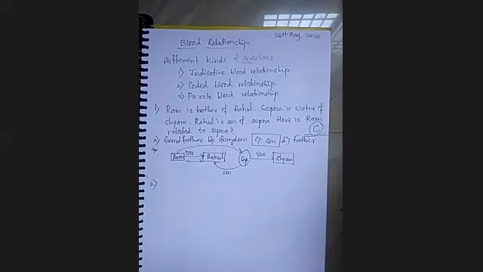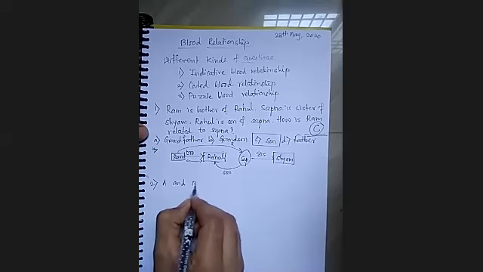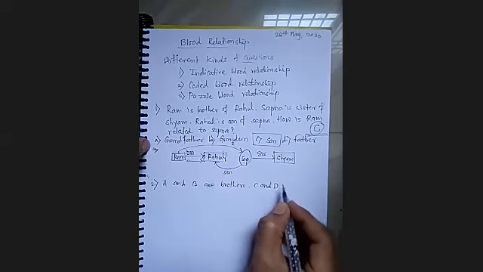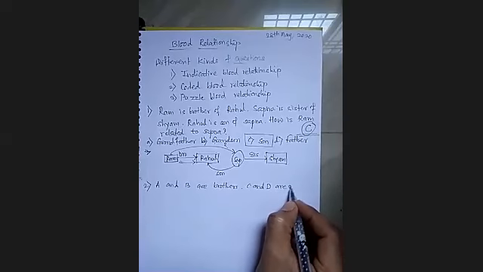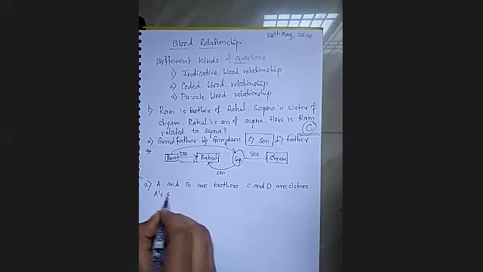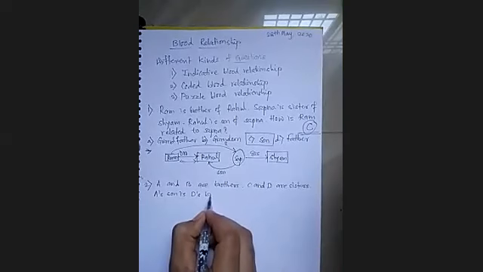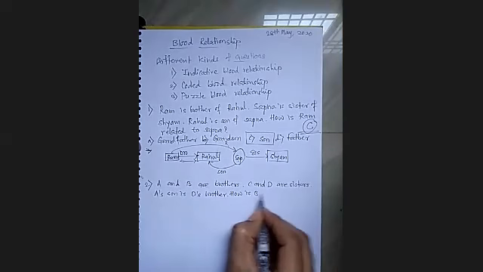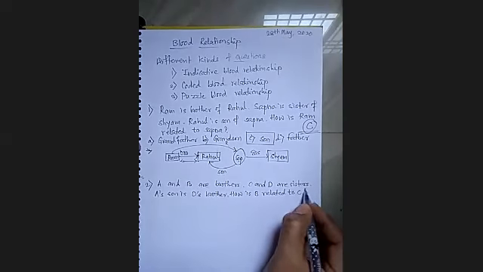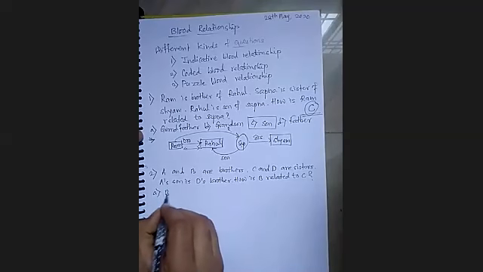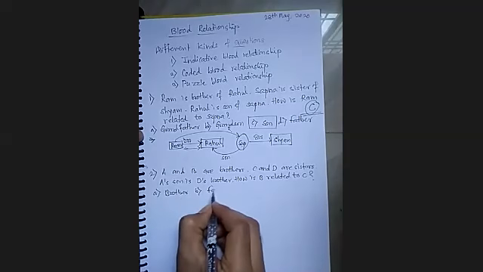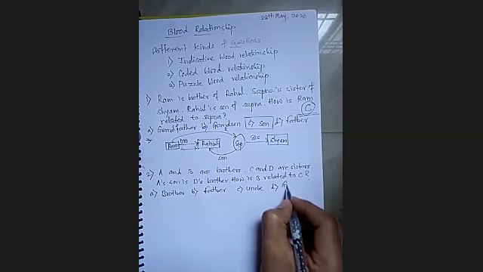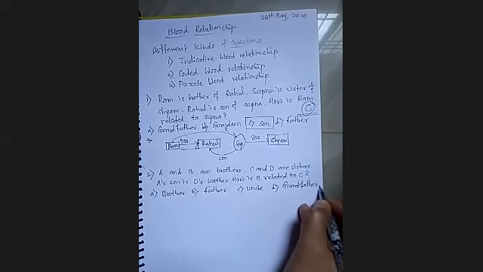Fine. Now, A and B are brothers. C and D are sisters. A's son is D's brother. How is B related to C? So your options are brother, father, uncle, and grandfather.